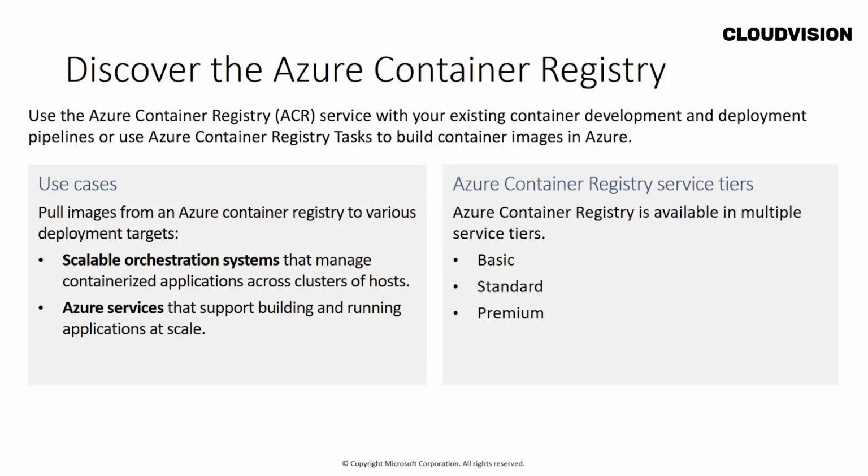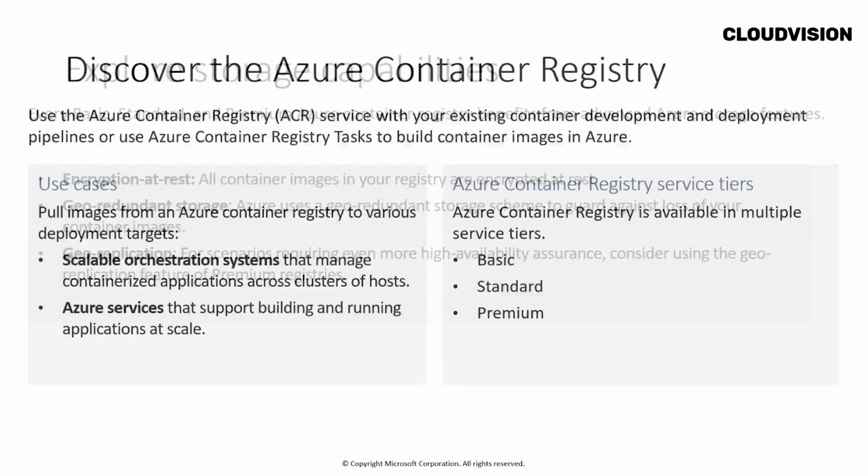The only difference is that the standard tier and premium tier have more space, so more images can be stored. As well as that, premium gives you the extra capability of geo-replication for managing a single registry across multiple regions, so that if one region fails, you can access it from another region. You can also put it in a network. So that is the difference between basic, standard, and premium. Otherwise, the capabilities are the same.